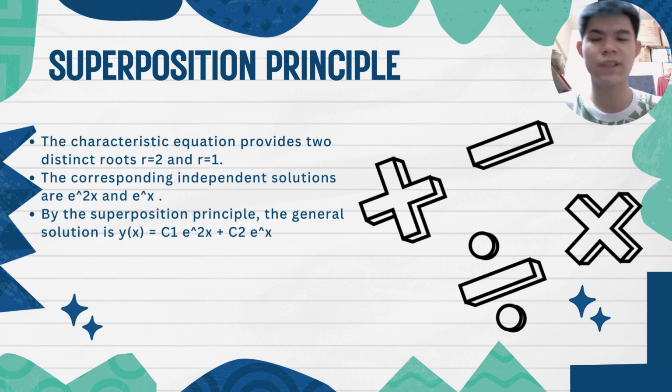From the example of the second order ODE, we get r equal to 2 and r equal to 1. The corresponding independent solutions are e power 2x and e power x. We can get the general solution y(x) equal to c1 e power 2x plus c2 e power x.